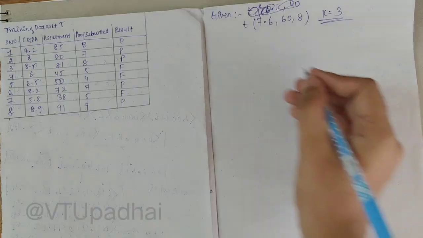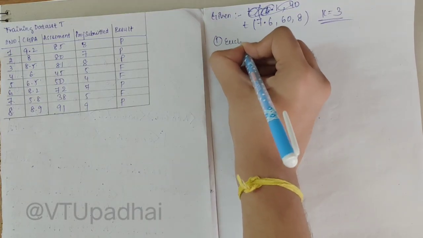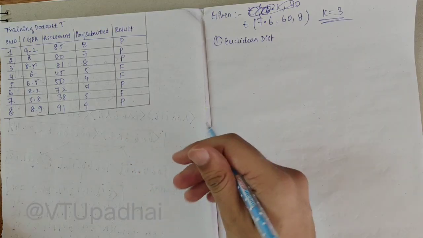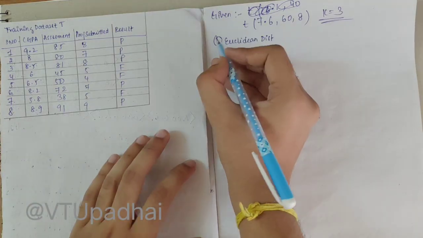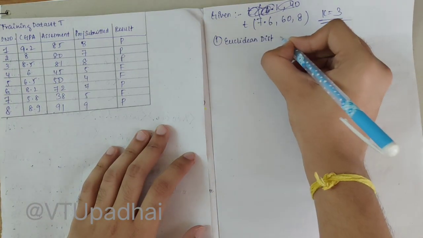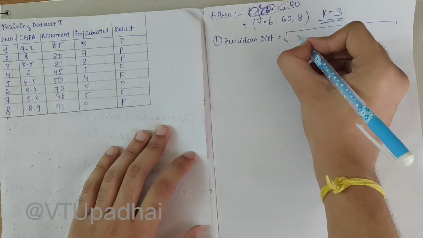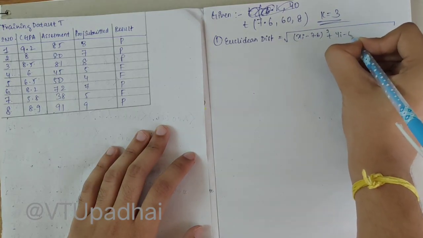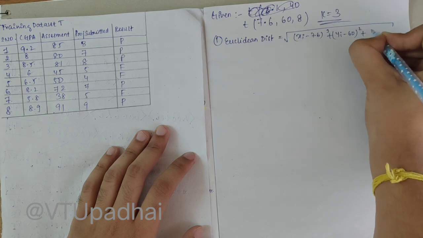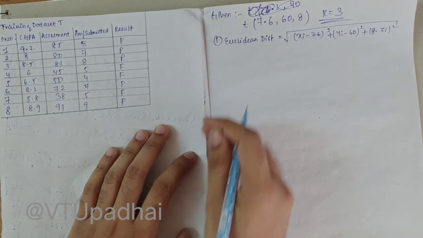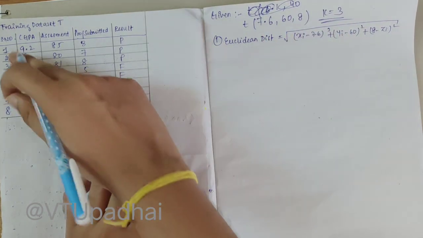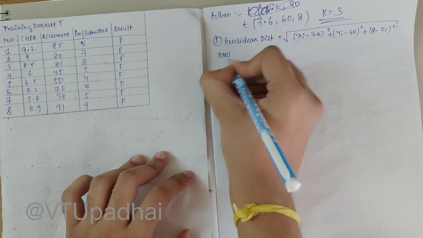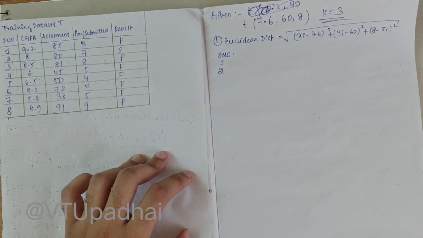Okay, my first step would be to calculate the Euclidean distance. In order to calculate the Euclidean distance, I'll make use of the calculator, like how I've done in the previous question. I'll write the equation here: xi minus 7.6 whole square plus yi minus 60 whole square plus 8 minus zi whole square. So substituting the x values, y values and z values, I'll compute the table with results.